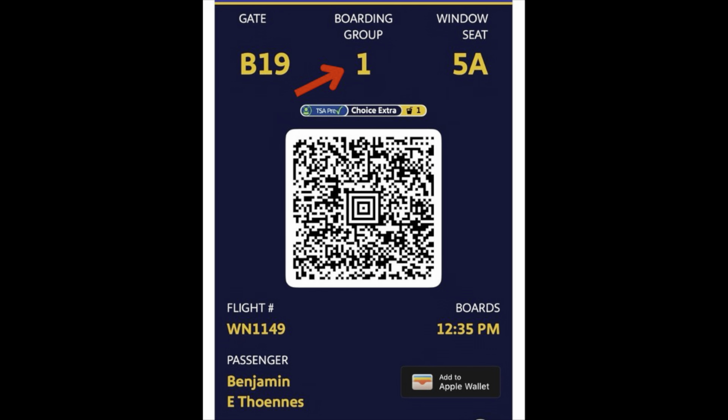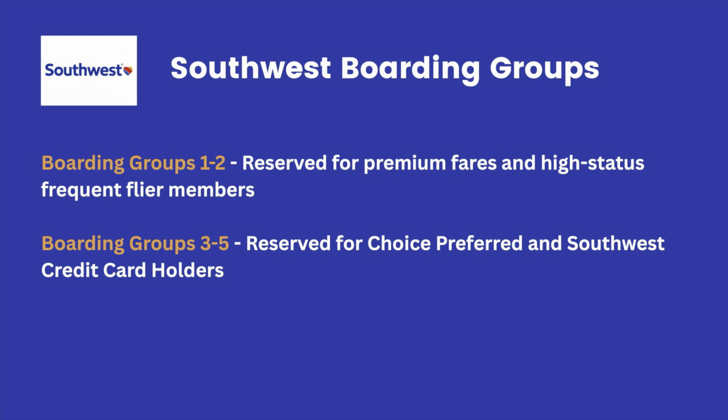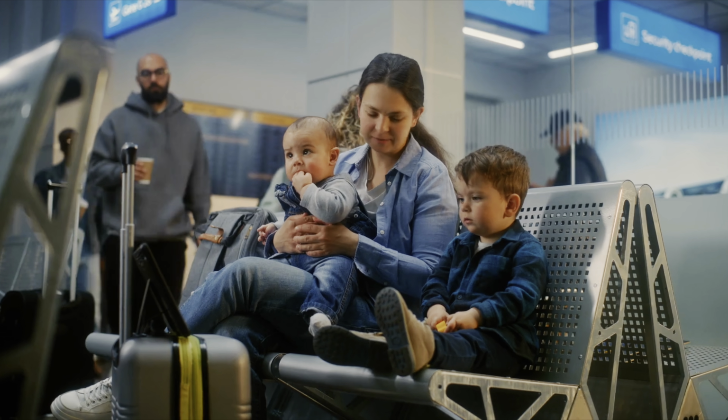If you've flown them in the past, the boarding process is a little different now. Instead of A, B, and C boarding groups, they now have 8 boarding groups. Your boarding group will be displayed on your boarding pass. The first 2 boarding groups are reserved for the premium fares and high-status frequent flyer members. Boarding groups 3 through 5 cover Choice Preferred and Southwest credit card holders, and then boarding groups 6 through 8 are general boarding.